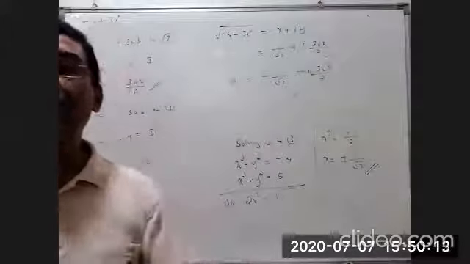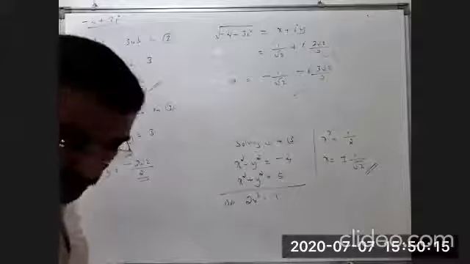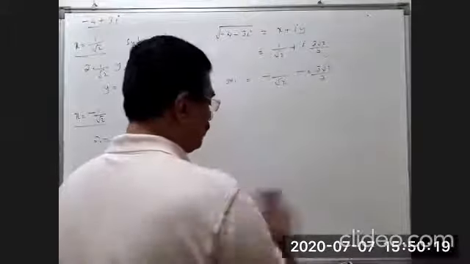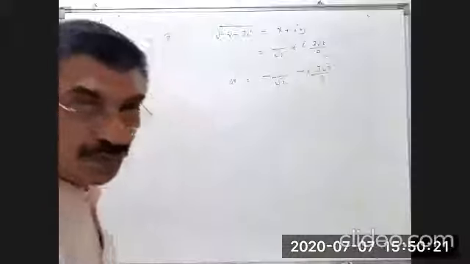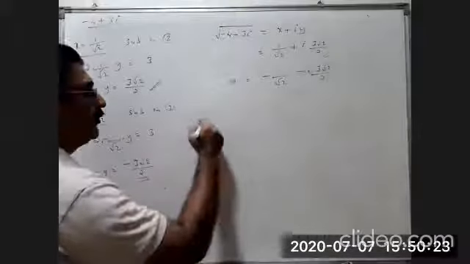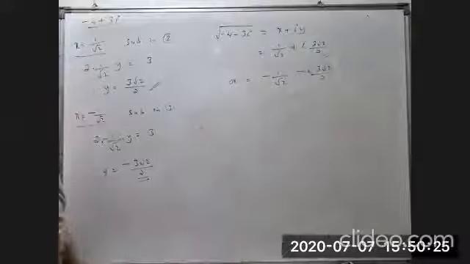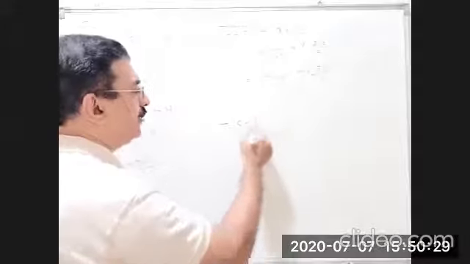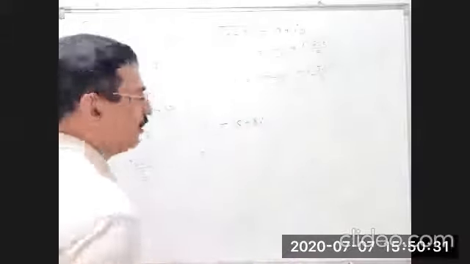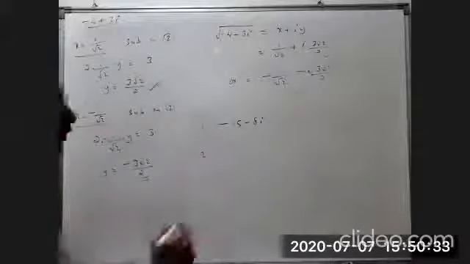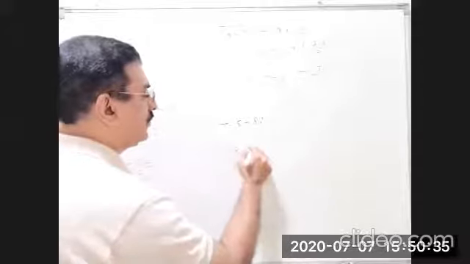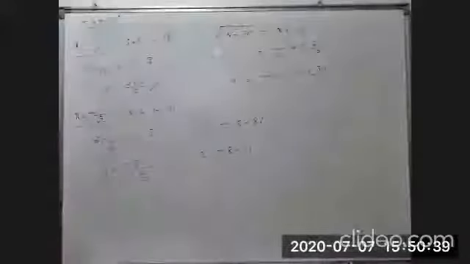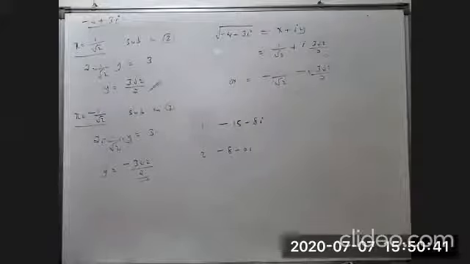If you don't have the question, write these two questions as homework. Those who don't have the question, these are the two questions. Find the square root. First question is find the square root of -15 minus 8i. And the second one is -8 minus 6i. So do those two as homework.